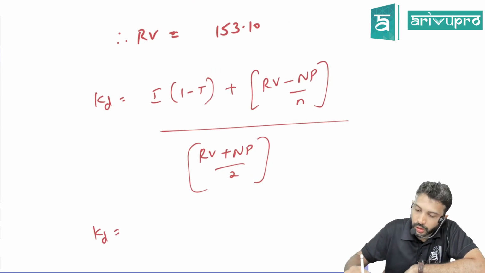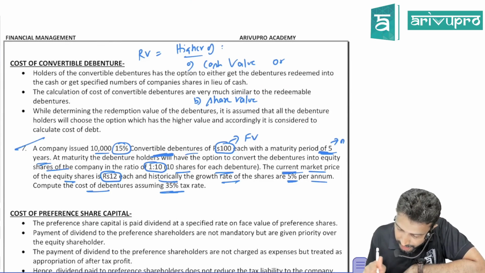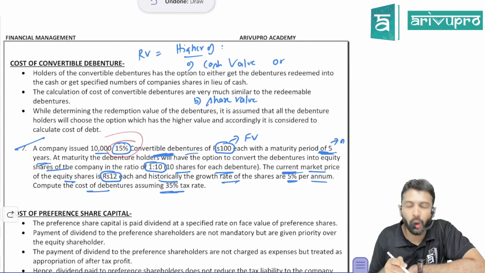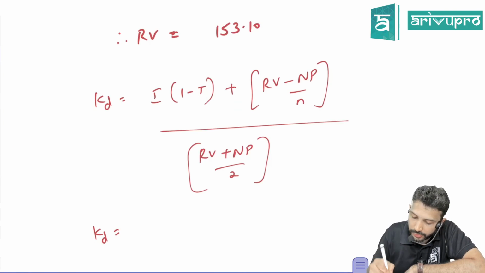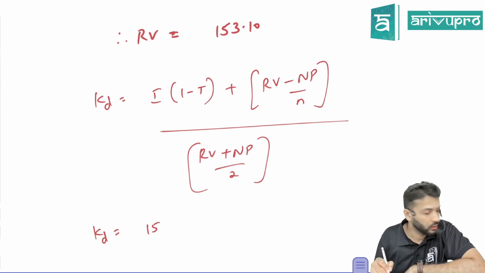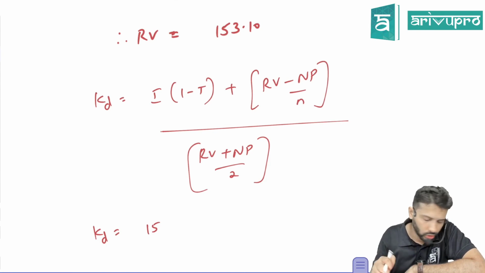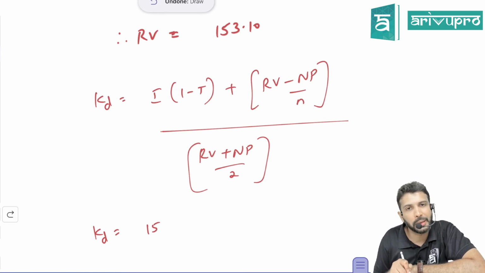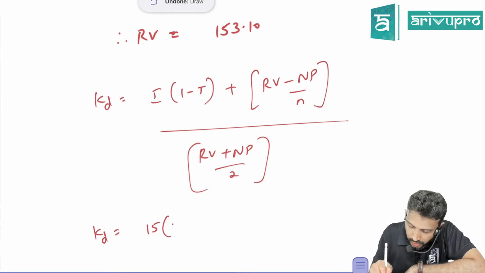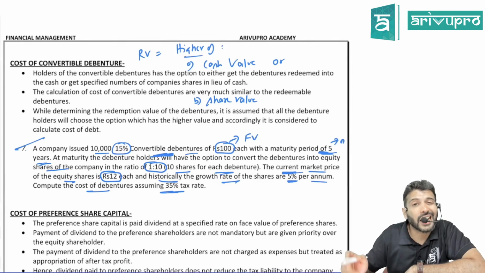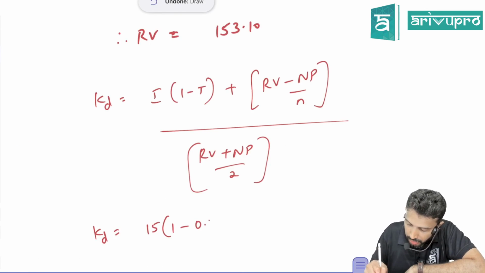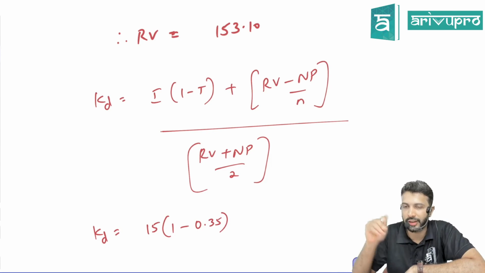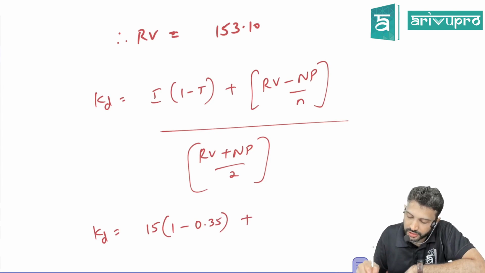Face value of the debenture is 100 and these are 15% debentures. 100 ka 15%, the interest will be? You want me to plug all the numbers individually or directly in the formula is okay? So interest is 100 ka 15%, which is 15 into (1 minus tax rate). Tax rate here is 35%, and in full number it will be 0.35, that is 35 divided by 100, plus RV.